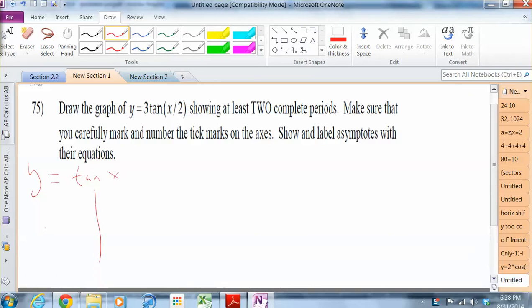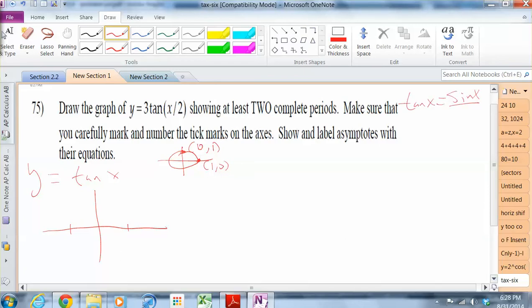Now, when you generate a trig graph, it's always a good idea to think about the unit circle. Now remember, tangent as an identity, which I'll do off to the side here, is sine x over cosine x. And on the unit circle, the x coordinates represent cosine, the y coordinates represent sine. So to identify tangent values for any angle, we look at the ratio of y to x.